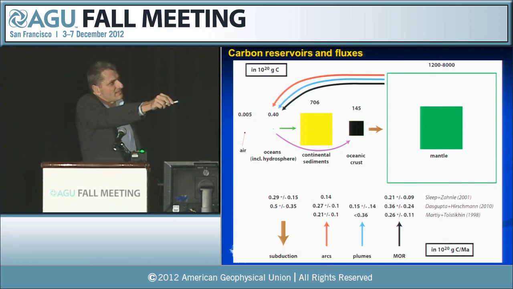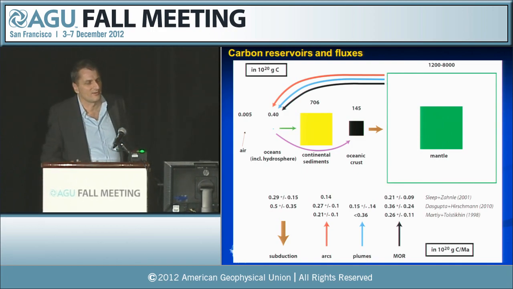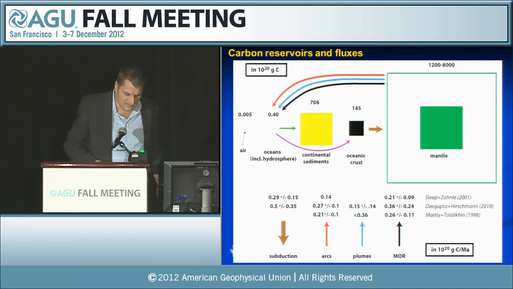And then you have three fluxes, three different types of basalts coming out. And if you look here, this is from Sleep and Zahnle, and from Dasgupta and Hirschmann, and from Marty and Tolstikhin. You see these errors are very, very large. And if you sum them up and you try to make a mass balance, you have no idea if carbon is coming out or going down into the mantle.